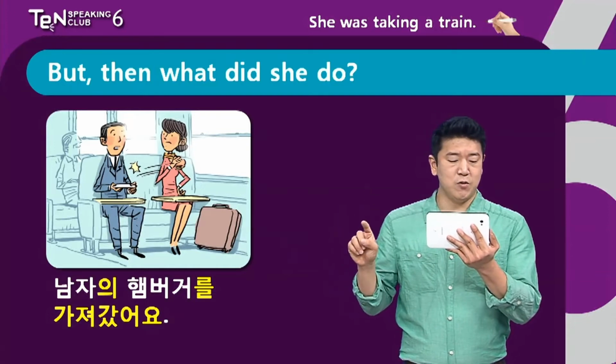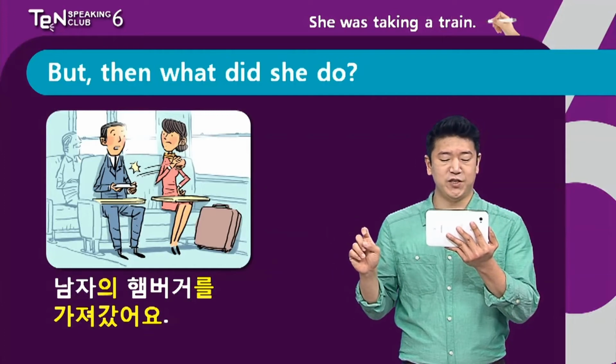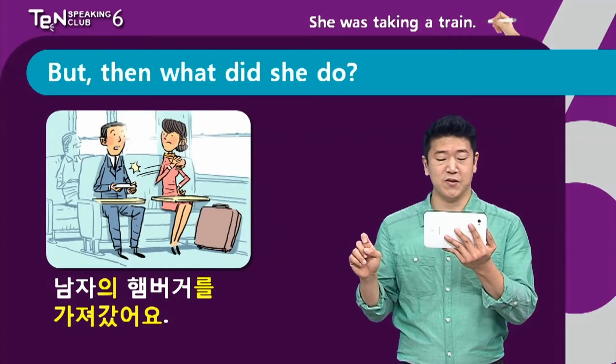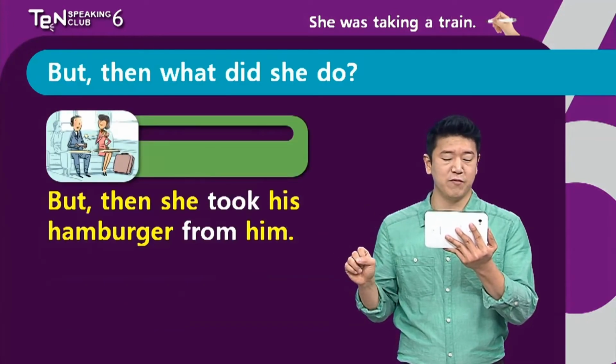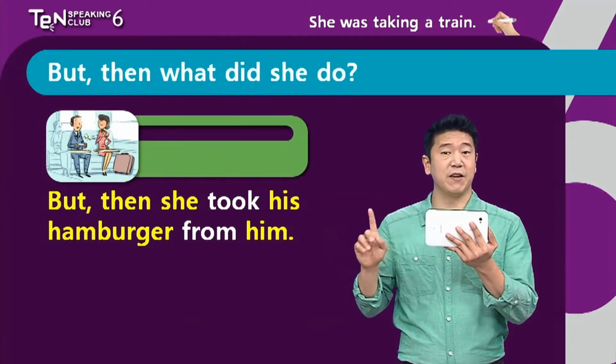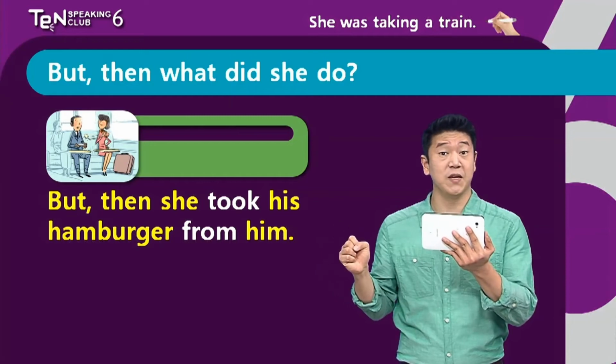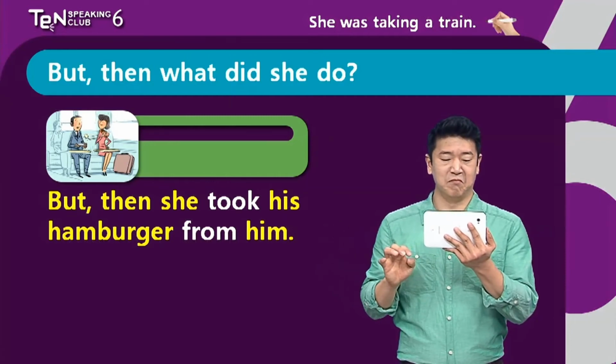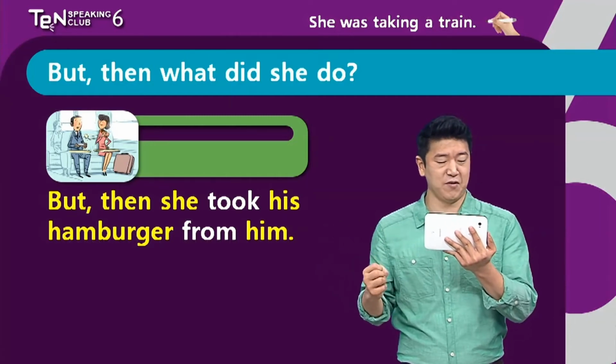So then what did she do? But then she took his hamburger from him. Take A from B. She took the hamburger from him. She's very brave.